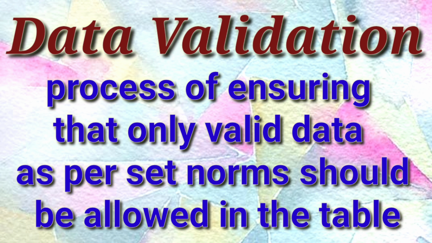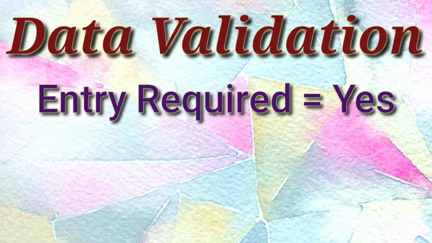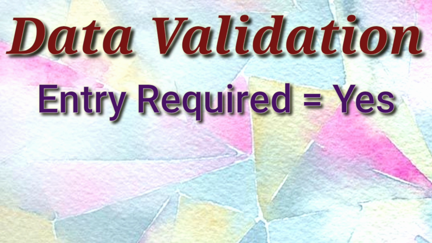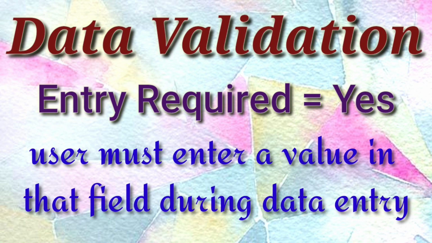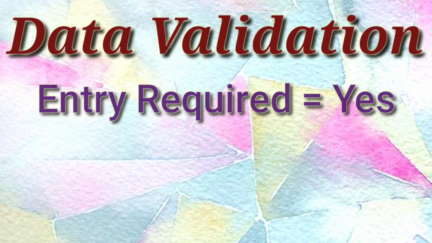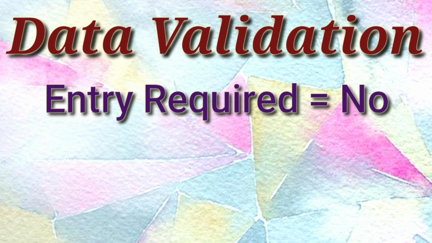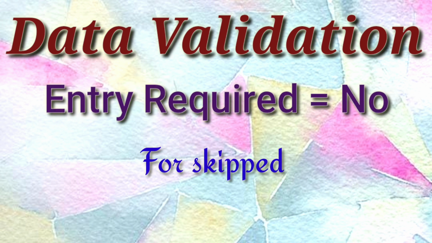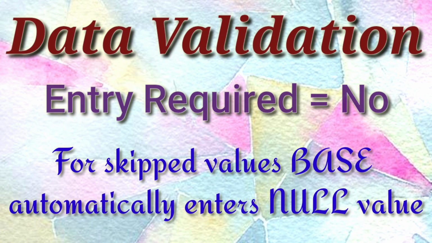By setting the field properties, we can define the rules or norms for the data that is allowed in the table. One such is the entry required property. If the entry required property is yes for a field, then the user must enter a value in that field during data entry. Other fields, when entry required is no, can be skipped in the data entry. For the skipped values, Base automatically enters the null value.